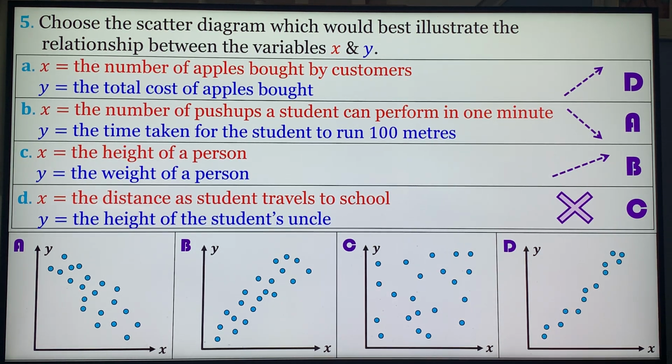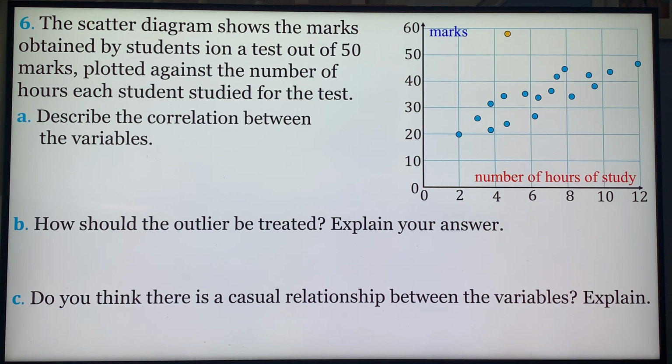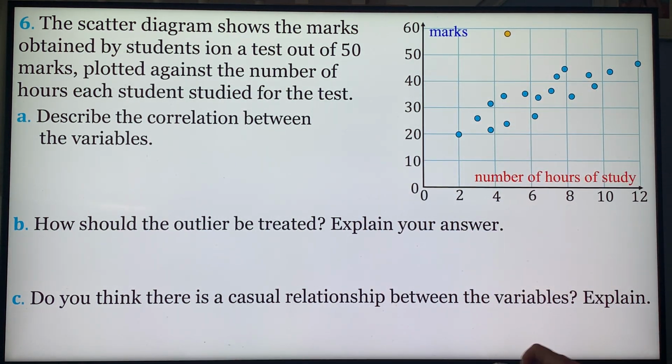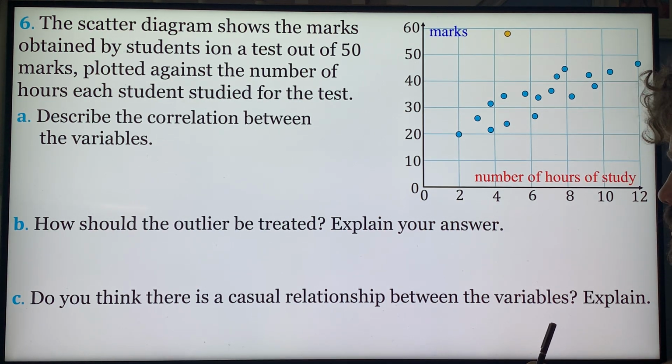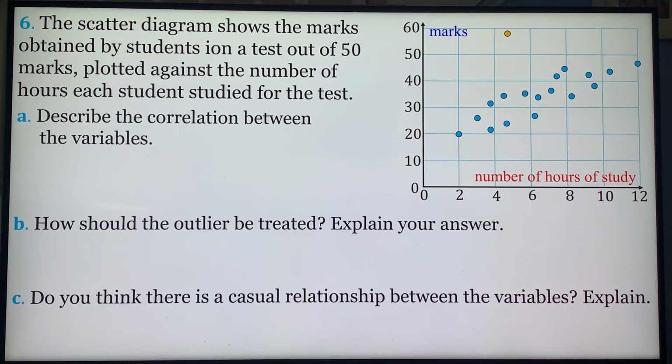All right. Two more questions. Number 6. This is a good one. A scatter diagram shows the marks obtained by a student on a test out of 50 marks. This is like an IB question. Marks is the same as like points. Plotted against the number of hours each student actually studied for the test.